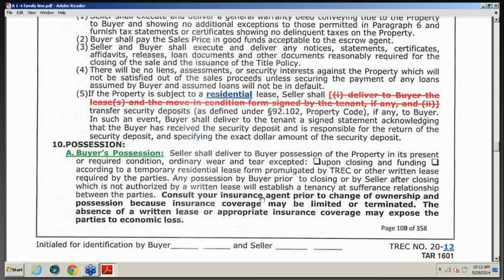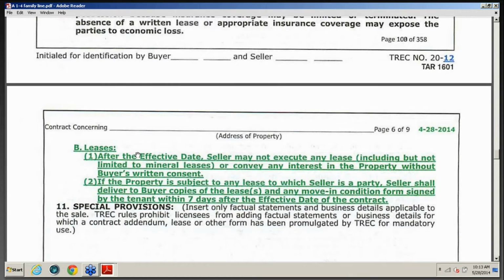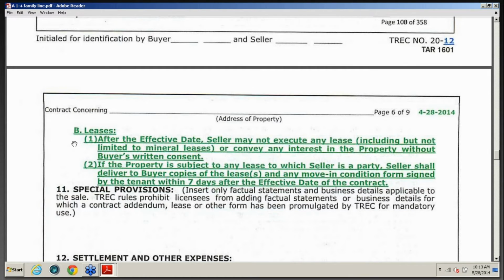Now, because sometimes we buy properties that have leases in place, we need to get copies of those leases and we need to know what the rents are, how things are going, everything about it. So they did put that in the possession paragraph. They changed this to buyer's possession, or B, if it is under a lease. So it lets you know, and listing agents, this is really important for you.